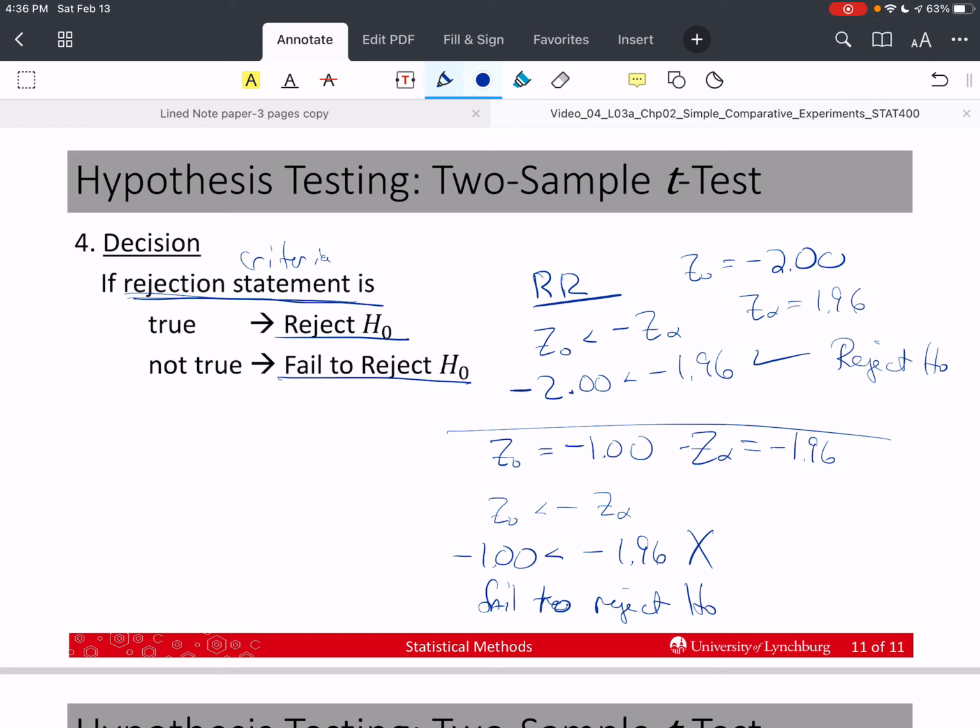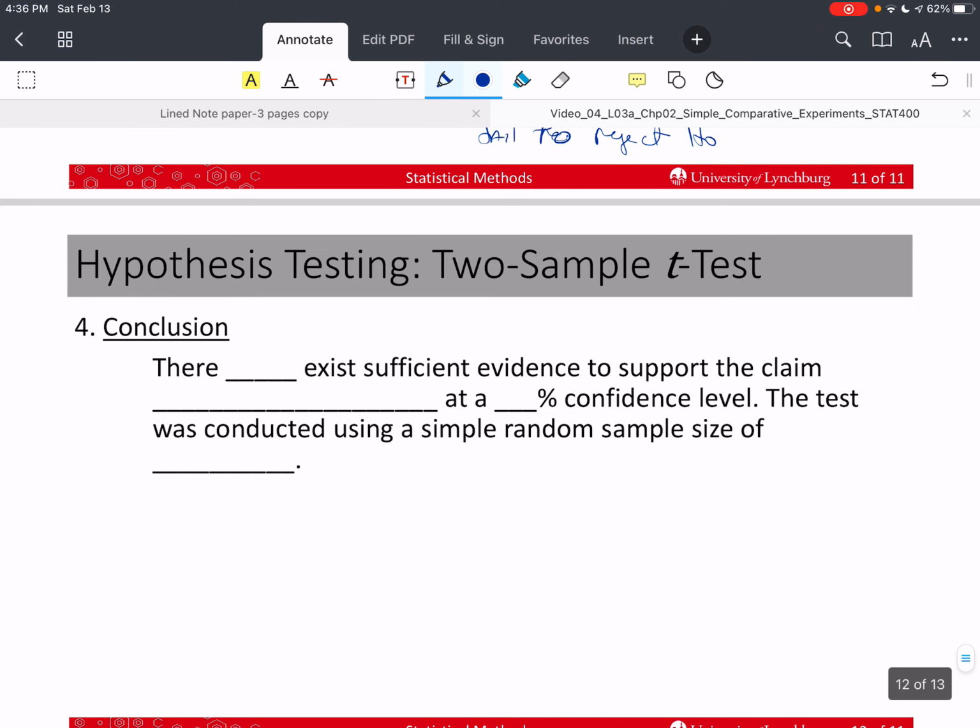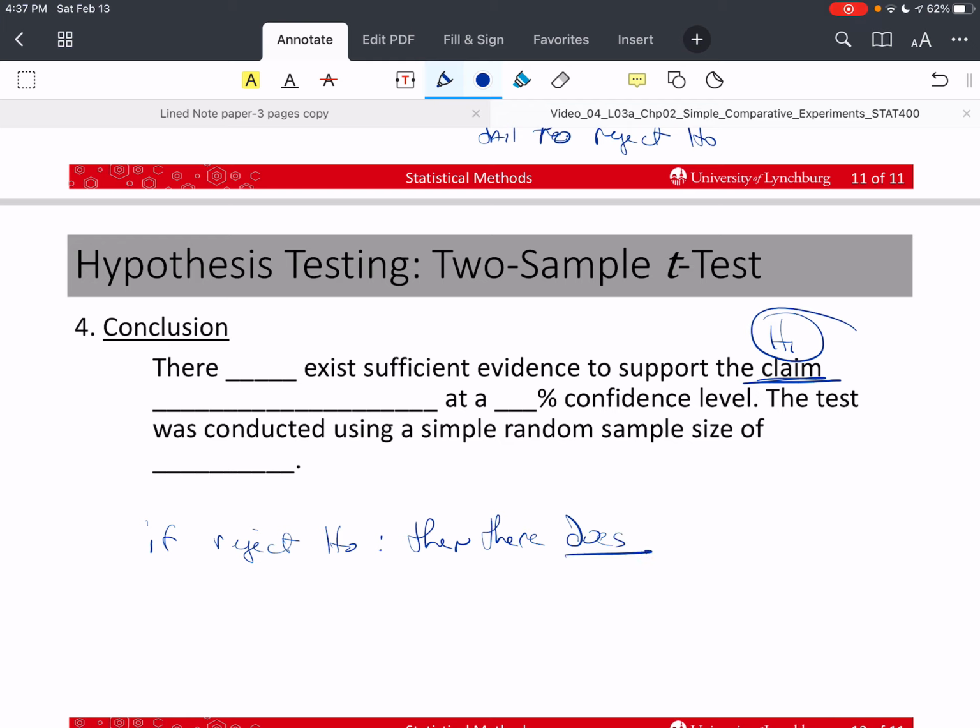Okay. So now, all of our probabilities are based on h naught. But when we get to the conclusion, we're now going to talk about the claim, which is h1. So now we're looking at this in reverse, in terms of the claim, and the claim is h1. So if we reject h naught, then there does exist sufficient evidence to support the claim.